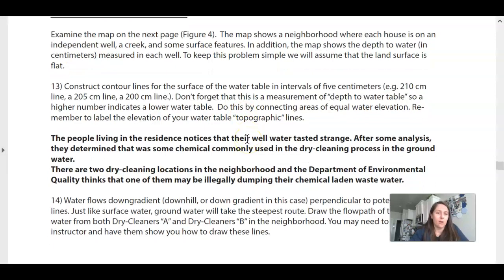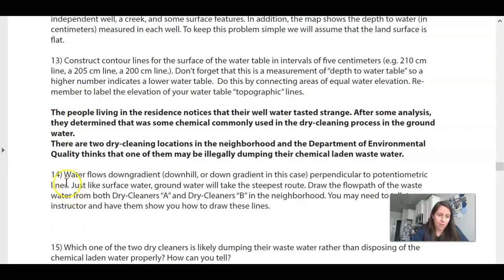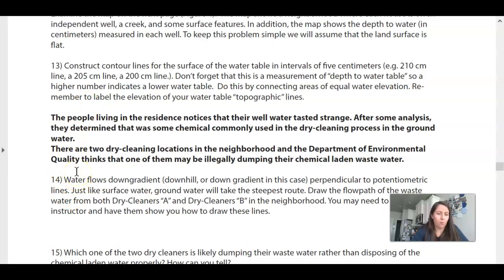So this part, question 13 and 14, they're kind of merged in the quiz into one big question, but we'll go through this. So first, you have to construct contour lines for the surface of the water table in intervals of 5 centimeters. So they're giving you an example of a 210 centimeters line, a 205 centimeters line, a 200 line, then the next one will be 195, 190, so on and so forth.